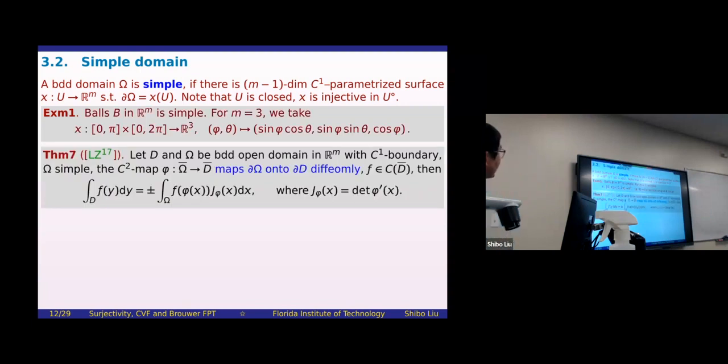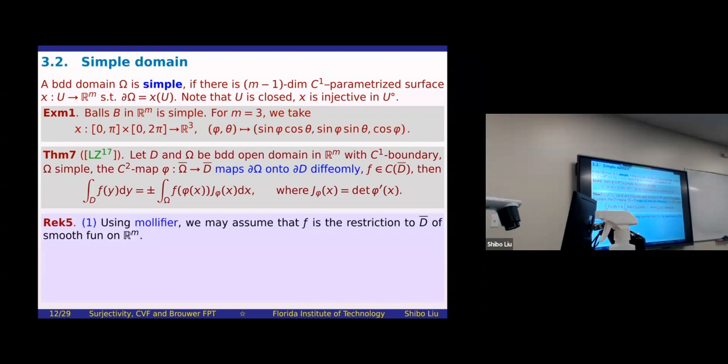Then for a simple domain, we have this changing variable formula. D and omega are open bounded sets with C^1 boundary, omega is simple, and the transformation phi from the closure of omega to the closure of D maps the boundary of omega diffeomorphically to the boundary of D. The transformation here does not need to be a homeomorphism of the domain, just over the boundary. In other words, some different points inside omega can be mapped to the same point in D. We don't require phi to be one to one. It only needs to be good over the boundary, to map the boundary of omega to the boundary of D diffeomorphically. Then we have this changing variable formula. This is very important to get the Brouwer fixed point theorem.